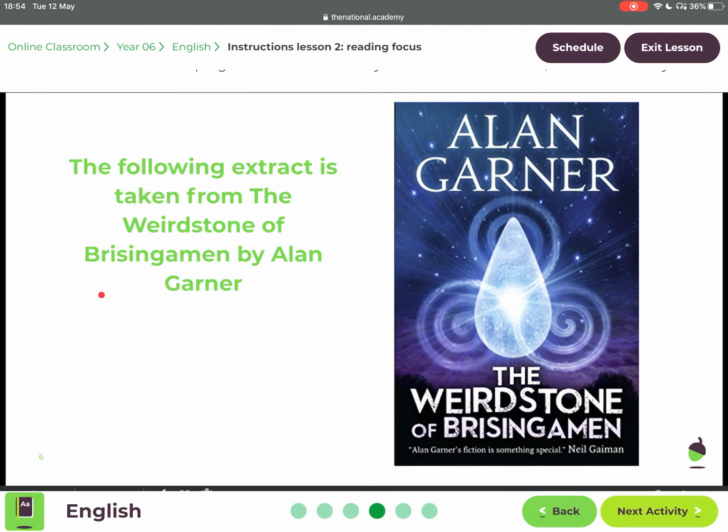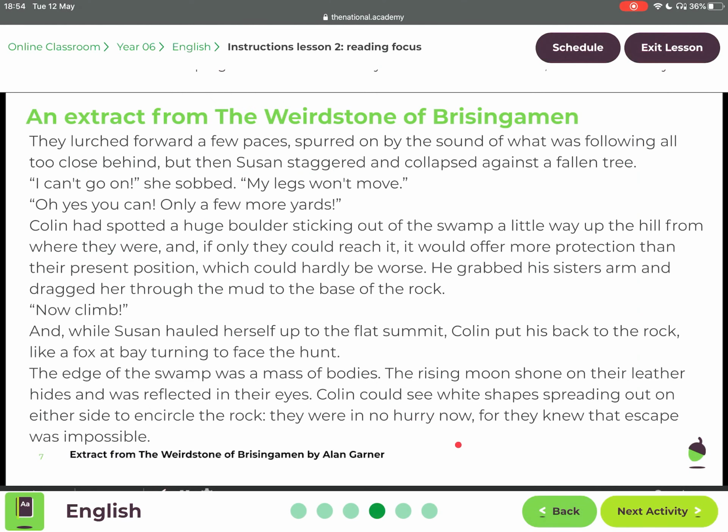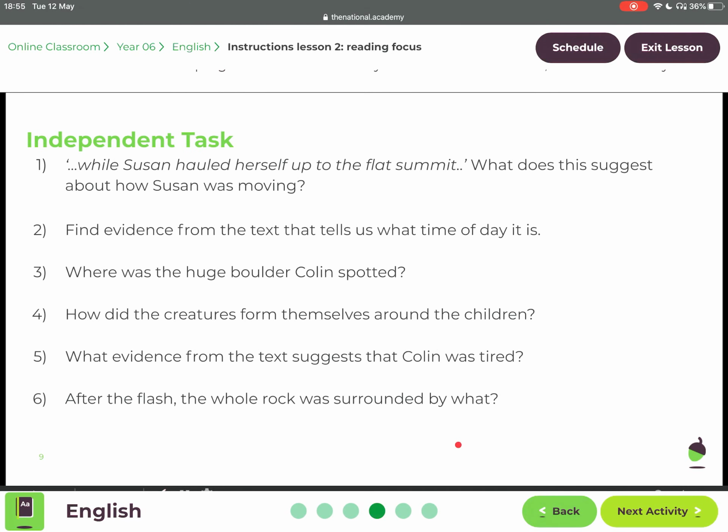So this following extract is taken from The Weirdstone of Brisingamen by Alan Garner. So first, you would need to read those 2 pages, and then here. So number 1, while Susan hauled herself up to the flat summit, what does this suggest about how Susan was moving? So that would suggest that she was struggling to move, and she was forcing herself to move.